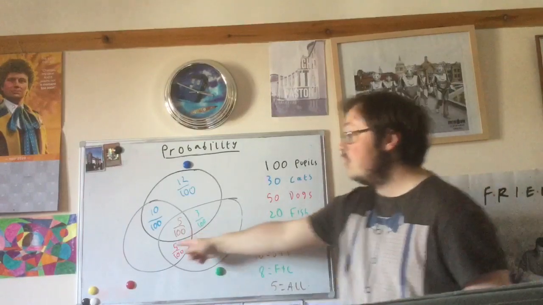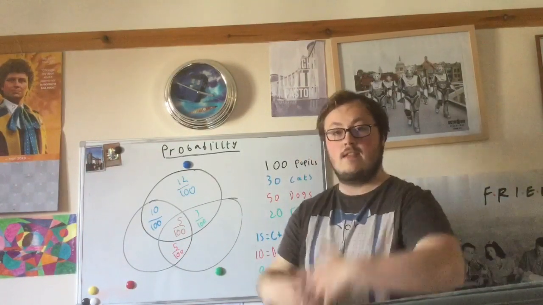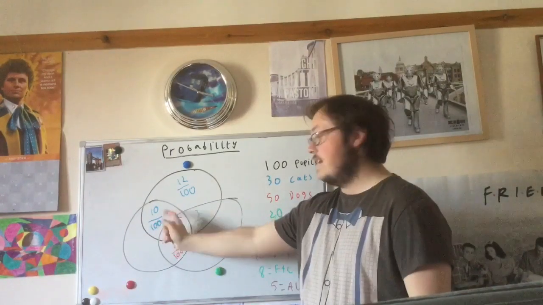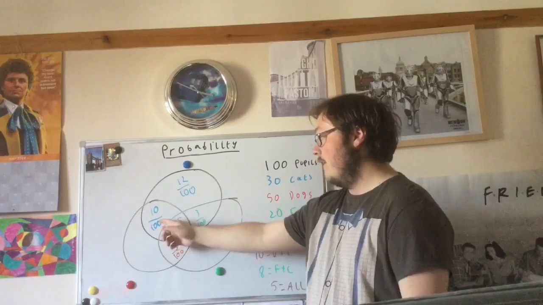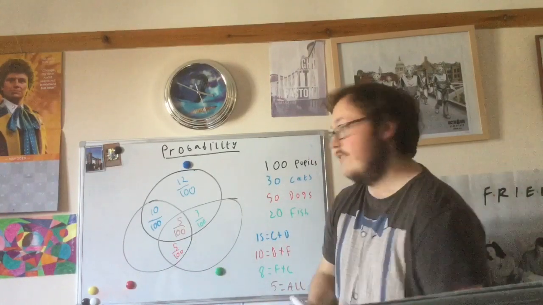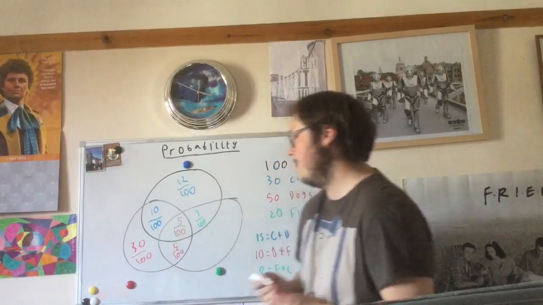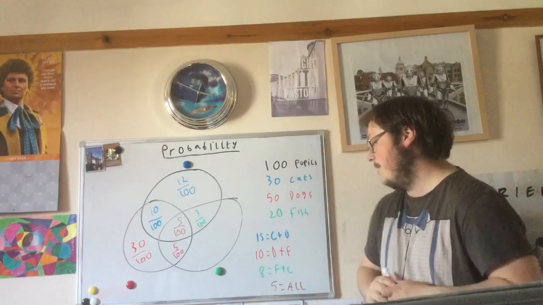What about the dog side? Well, 50 own dogs, but we still need to take into account the other factors. So 50 take away 10 is 40, 40 take away 5 is 35, and 35 take away 5 is 30 over 100. And now the final factor, the fishy factor.